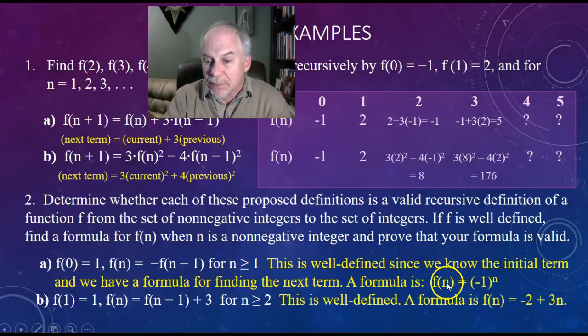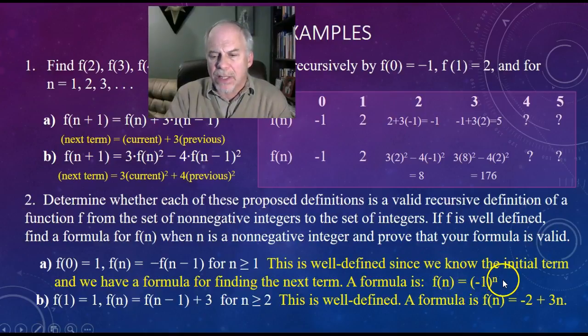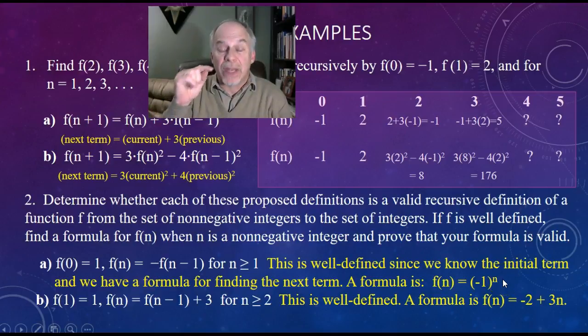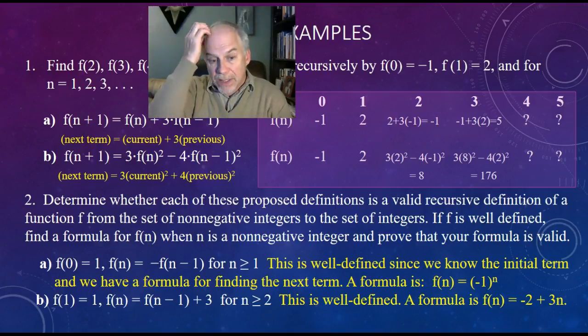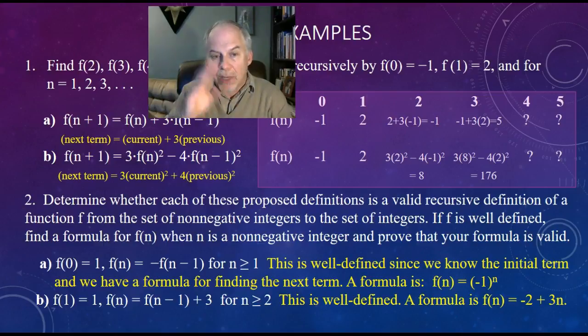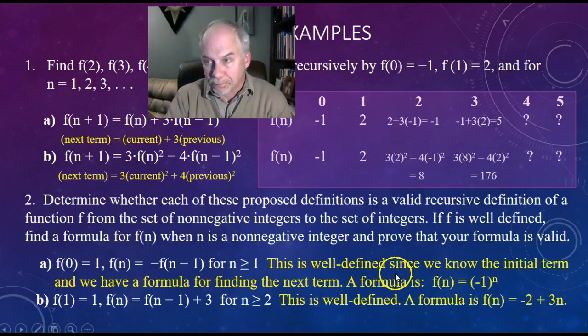So a way to express that in a formula is f of n equals (-1) to the nth power. Because when n is even, or 0, that would come out to +1. When n is odd, it would come out to -1. And so it would be alternating as n goes from even, odd, even, odd. So it alternates between +1 and -1.